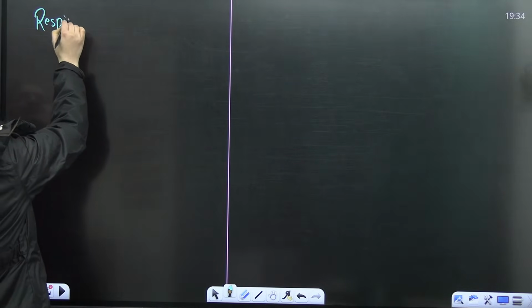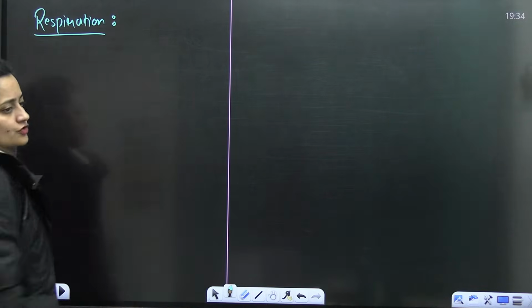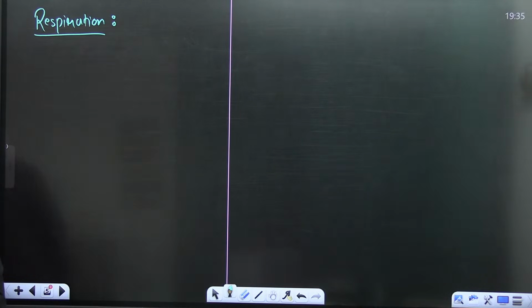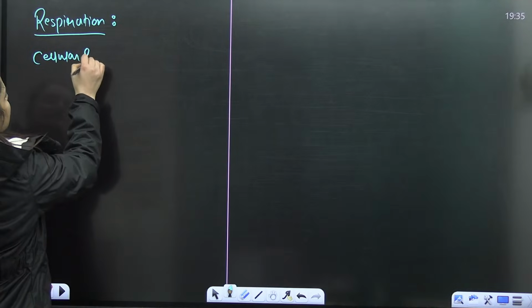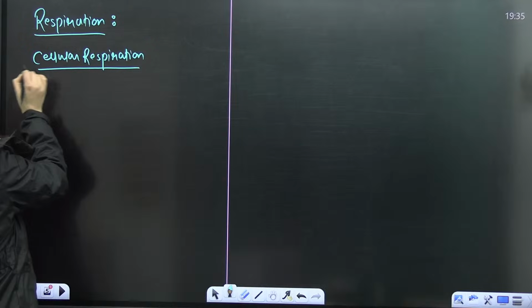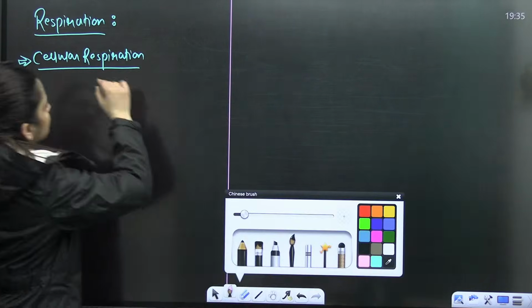I am writing the definition here, and I have already explained this to you, so I hope you all will write it down. Basically, we are talking about cellular respiration first. If you think that respiration happens only in plants, no, you'll see this in our body also.